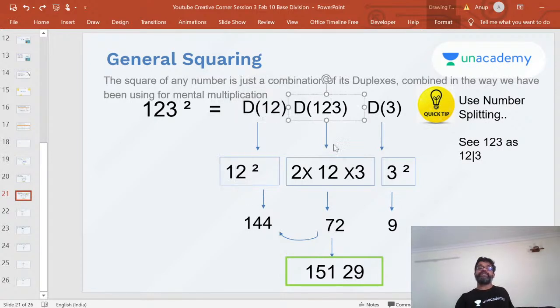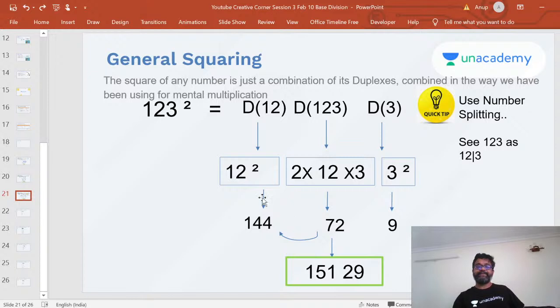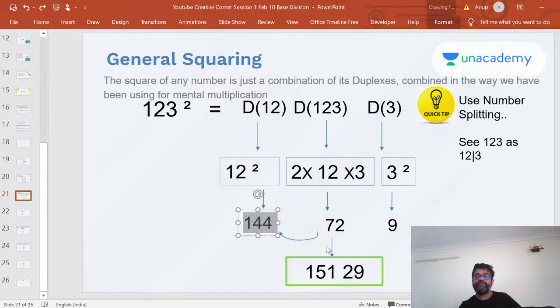Duplex of 12 and 3 is, again, as I said, multiply 12 into 3, you get 36. 36's double is 72, right? And then duplex of 3 is 9. So you write down like this: 144, 72 and 9. This 7 gets borrowed over here. Consider this as one full number. So you add 144 plus 7. What do you get? 151, right? 151, 29. So that's how you get the squares of numbers.